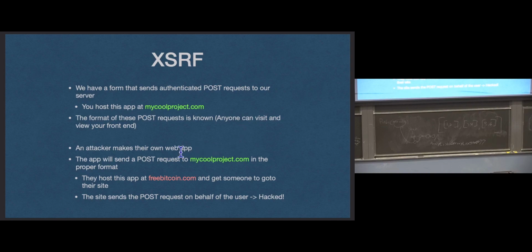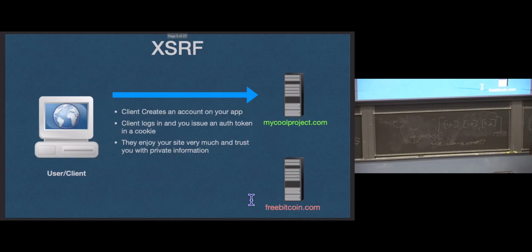And somebody makes an attack site, freebitcoin.com, and they get some sucker to click on their link and go to their page. This page in their JavaScript makes a post request to your app on somebody else's behalf, whoever decided to click on this link. It makes a post request on their behalf, and that post request contains whatever the attacker wants, whatever they want. They've just been hacked. Your user's been hacked.